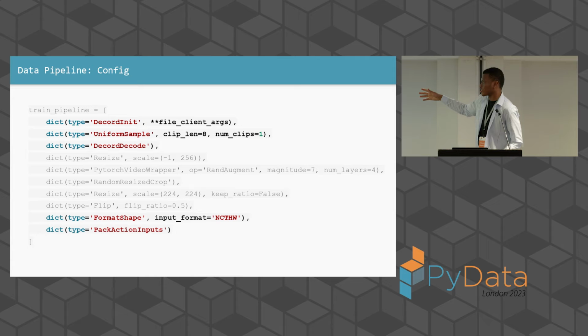The code is basically making those into the proper format for the rest of the classes in your pipeline to use. So your resize, the PytorchVideo wrapper, your random resized crop. Then at the bottom, there's the format shape and the pack action inputs. Those are needed for other parts of the MMAction library. It basically consists of a dictionary that has your features and other metadata needed.